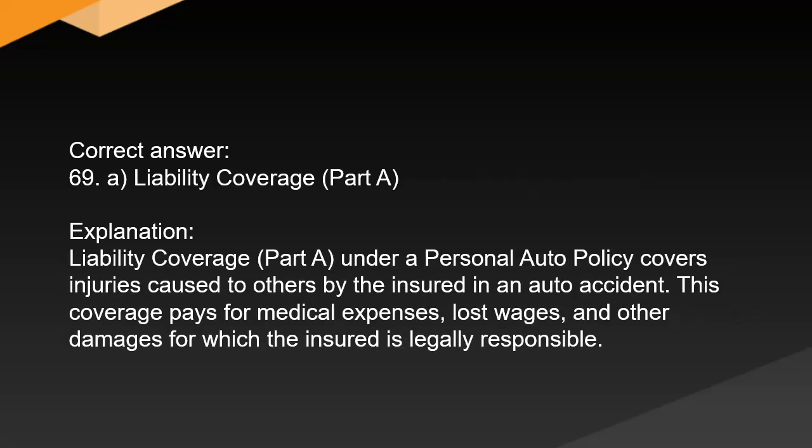Correct answer. A. Liability coverage, Part A. Explanation. Liability coverage, Part A, under a personal auto policy covers injuries caused to others by the insured in an auto accident. This coverage pays for medical expenses, lost wages, and other damages for which the insured is legally responsible.